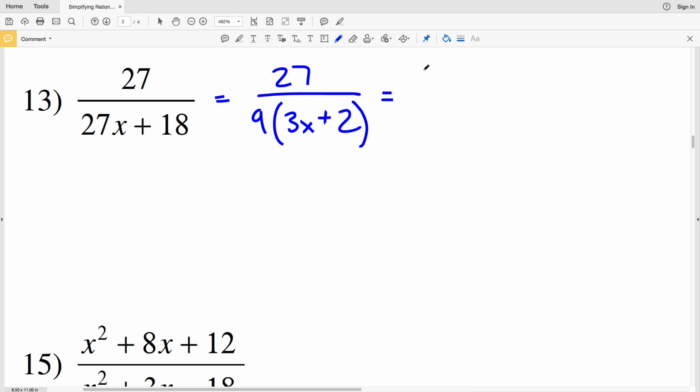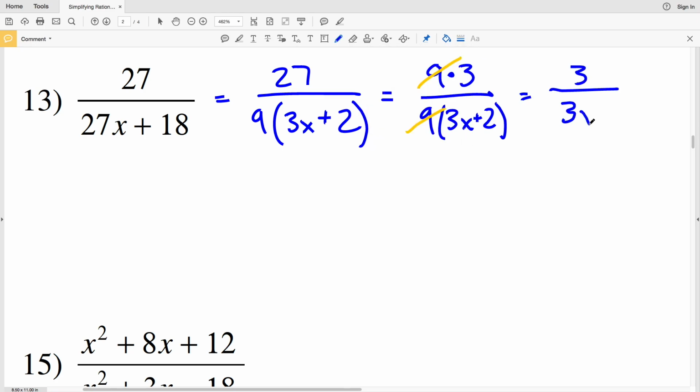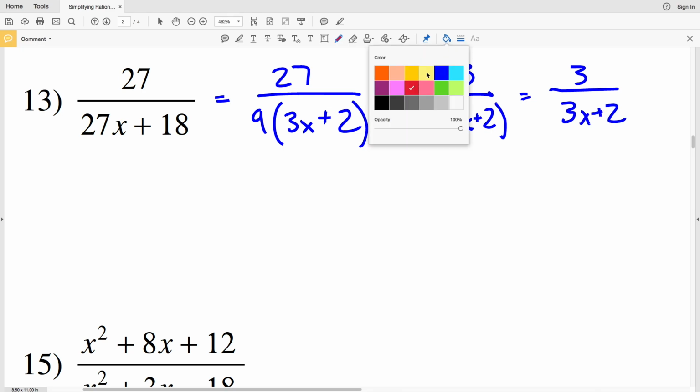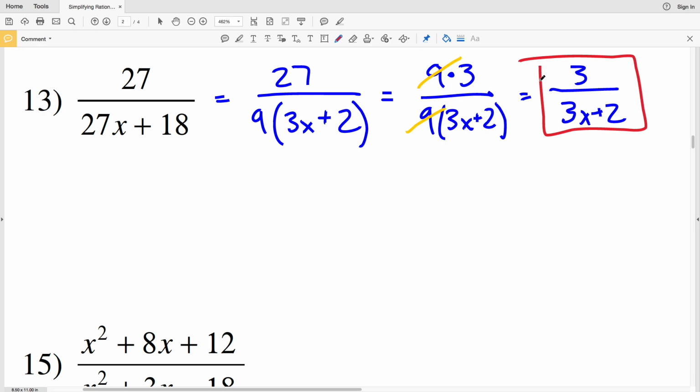So if we rewrite the numerator as 9 times 3, or you can just note that you're dividing both the numerator and denominator by 9. However, writing it out, 9 times 3x plus 2 in the denominator, you'll see that 9 and 9 will cancel out to give me 3 divided by 3x plus 2 as my solution in number 13. And because 3 and 2 do not have a common factor, we cannot simplify any further. So our solution for number 13 is 3 over 3x plus 2.